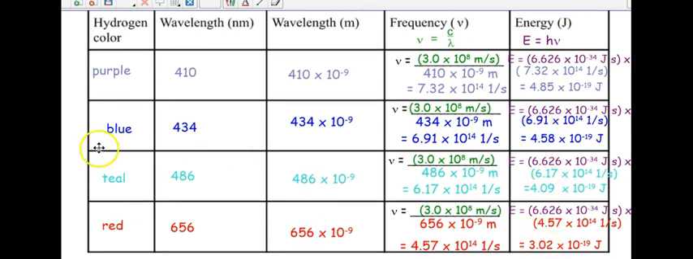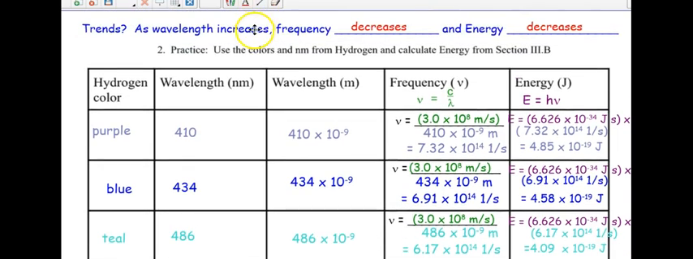So what do you notice? As the wavelength increases from purple to red, red has the highest wavelength, purple is the lowest. What happens? Frequency goes down. Look at these numbers, 7.32, 6.91, 6.17, and energy goes down. So as the wavelength goes up, as you go from purple to red, frequency goes down and energy goes down.